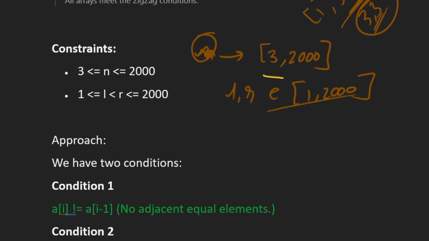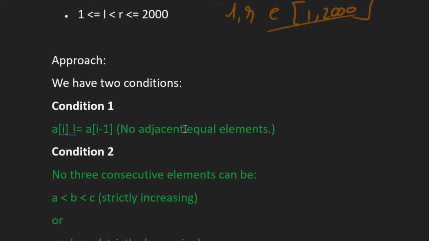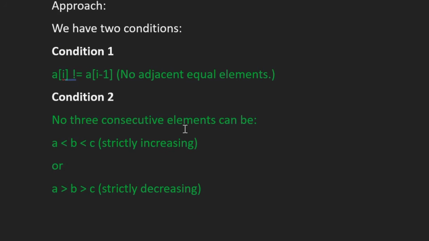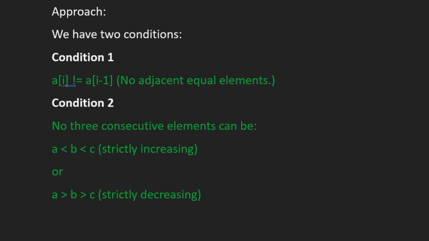So here, if we see, n is small only, right? So let's move to the approach part. As we know, in the question we are given two different conditions.